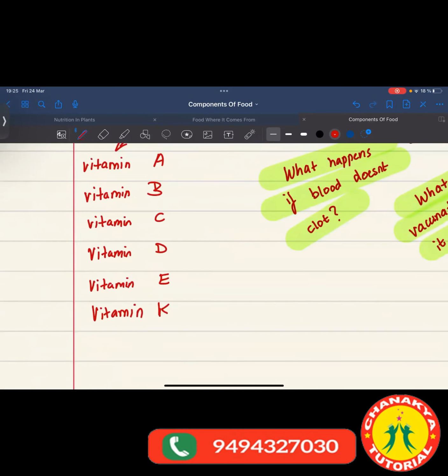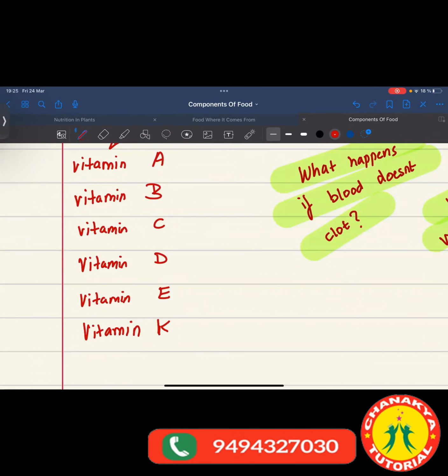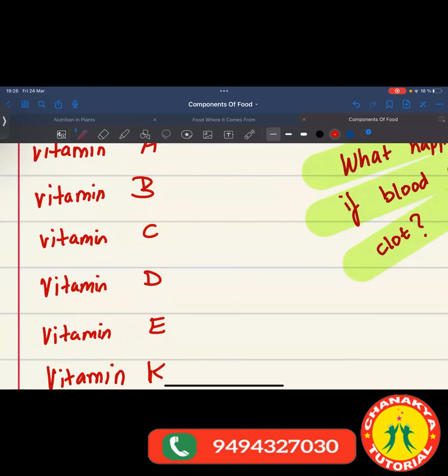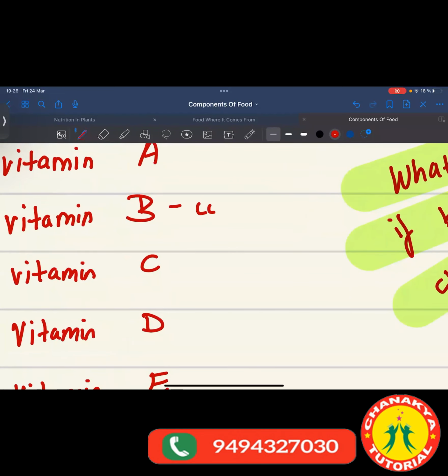All right. So vitamins are of different kinds and they are known by different names. Some of these are vitamin A, B, C, D, E, and K. And there is also a group of vitamins called B, also known as B complex. So they will say vitamin B complex, they don't simply say vitamin B. Our body needs all these types of vitamins in small quantities.